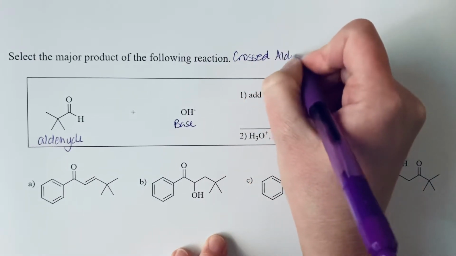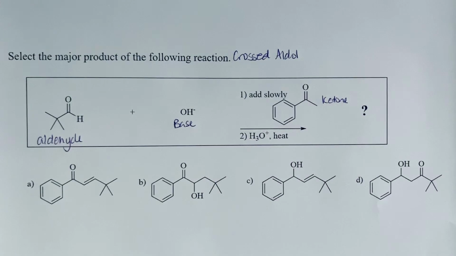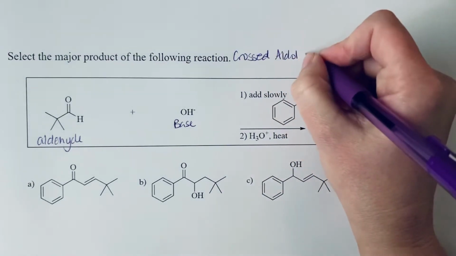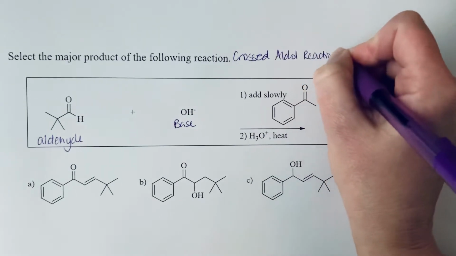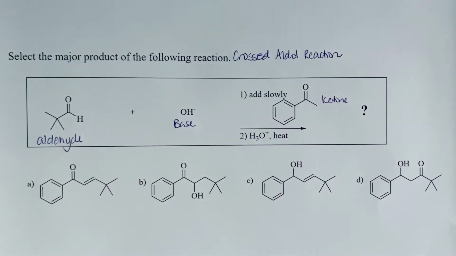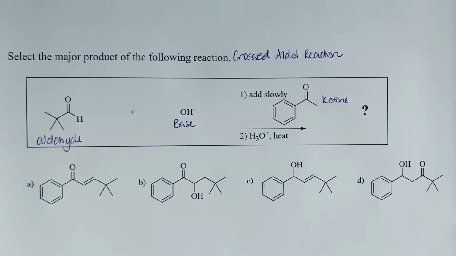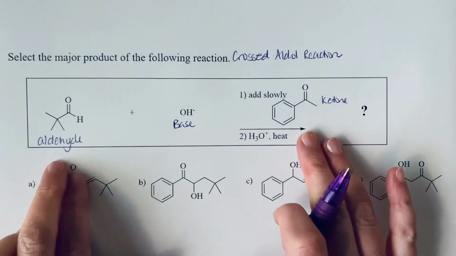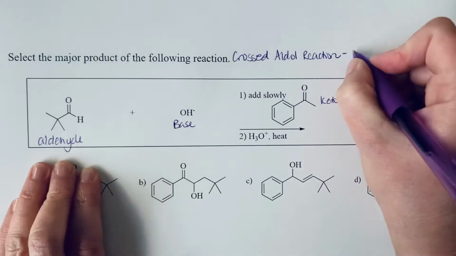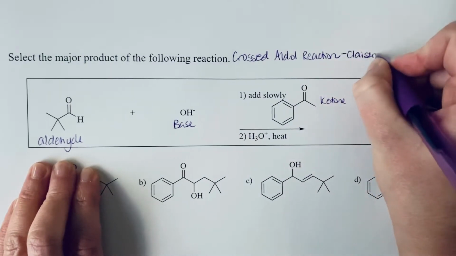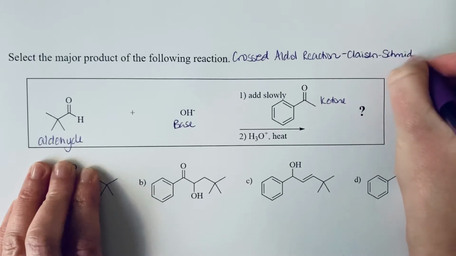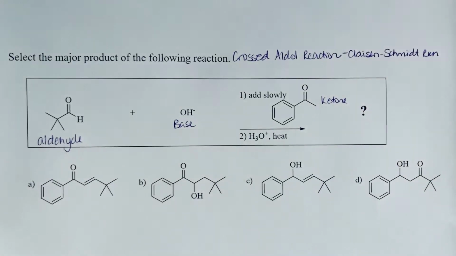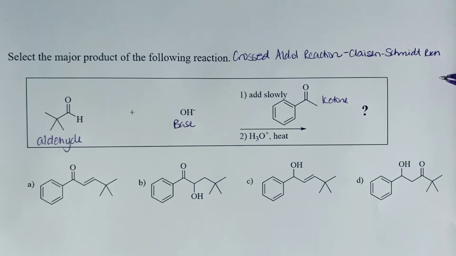A crossed aldol means that rather than the self-aldol, where you have two equivalents of the same aldehyde or ketone reacting together, you're going to be using a different aldehyde and a different ketone. So in a crossed aldol reaction, you need to design your starting materials or your reaction conditions really carefully in order to get only one product. This particular sort of crossed aldol reaction has a name. This is known as a Claisen-Schmidt reaction. And like we said, it's a very carefully designed aldol reaction.